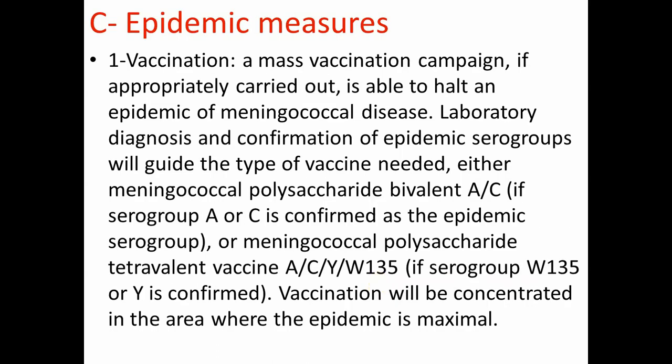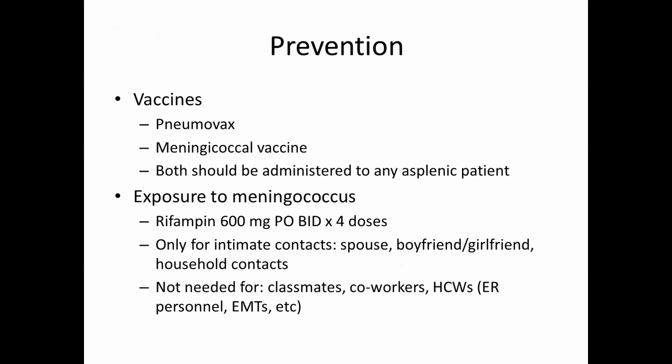Epidemic measures include vaccination. A mass vaccination campaign is carried out to stop the epidemic. Laboratory confirmation and epidemic subgroup will guide the type of vaccine needed, but usually the type is known through the World Health Organization. For example, in Asia it is mostly due to type C, while in Europe and in the United States it is type A. And recently, Group Y and W135, for example, caused an epidemic in the year 2000 in Hajj or pilgrimage in Saudi Arabia. So, prevention through vaccination and give chemoprophylaxis to the close contacts.